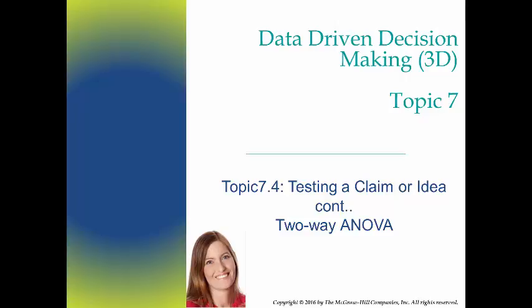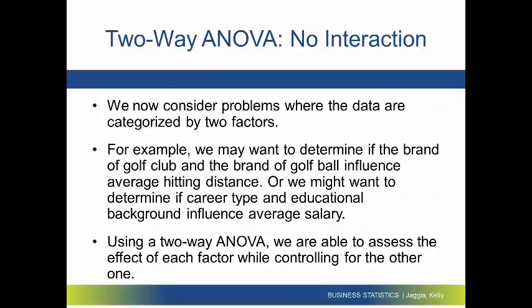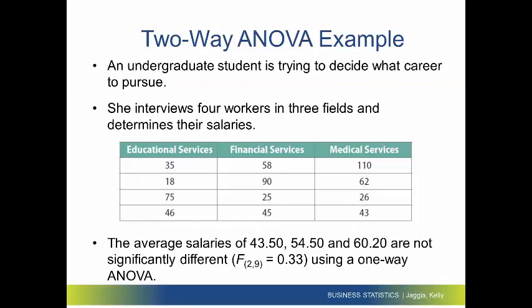Everyone, welcome to topic 7.4, two-way ANOVA. So what we're going to do is start with two-way ANOVA with no interaction and then move on to two-way ANOVA with interaction. Some examples of the two-way ANOVA we might be looking at are: is the brand of golf club and the brand of golf ball influencing the average hitting distance, or we might want to determine if career type and educational background influence average salary.